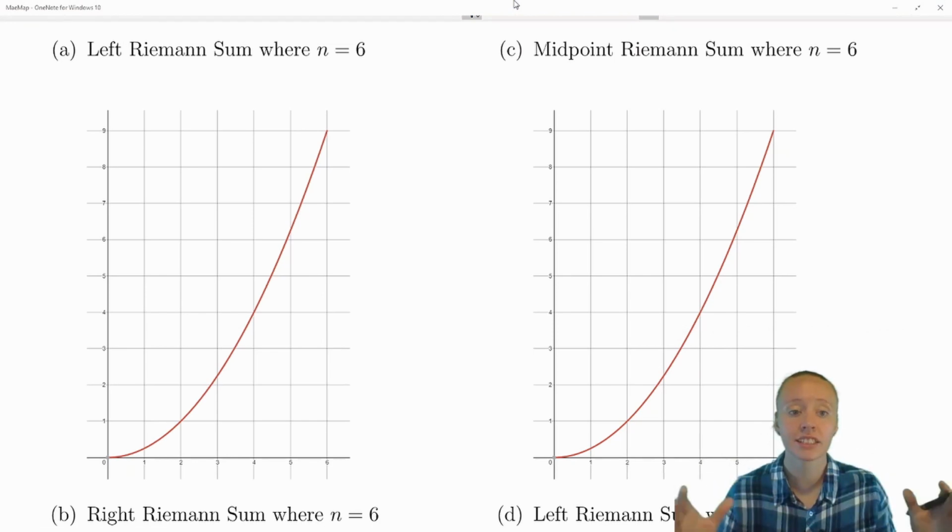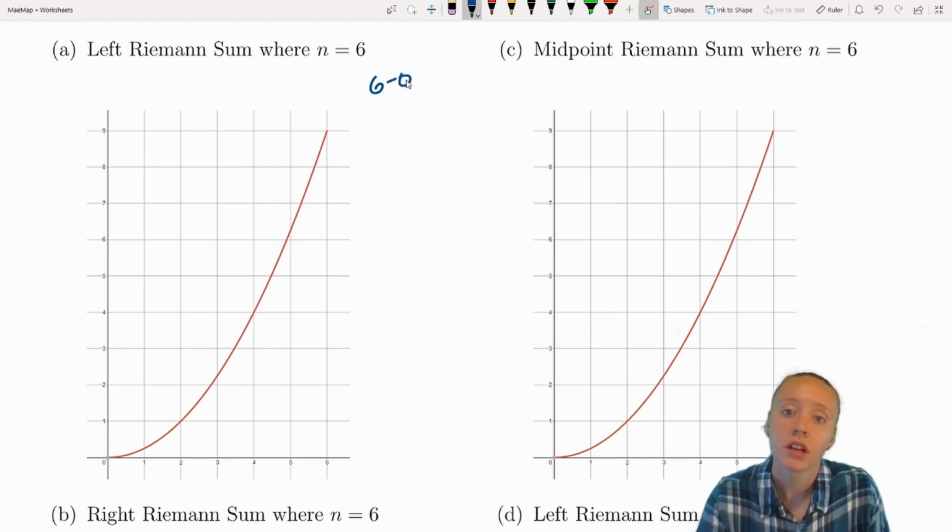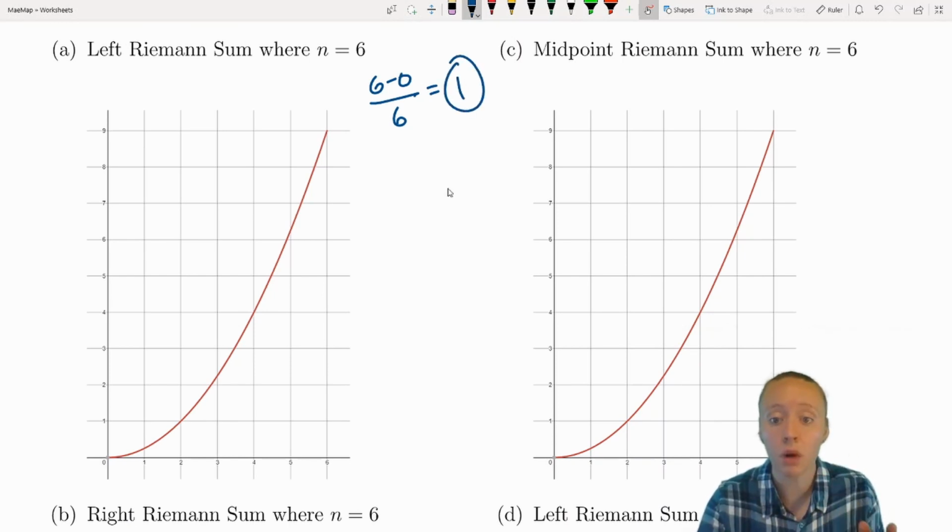If we have 6 subintervals over an interval of 6, all we need to do is find the length of that interval. So 6 minus 0 is the length of our interval, and we're going to divide it by the number of subintervals we want. 6 divided by 6 is going to be 1. So each rectangle is going to have a width of 1.